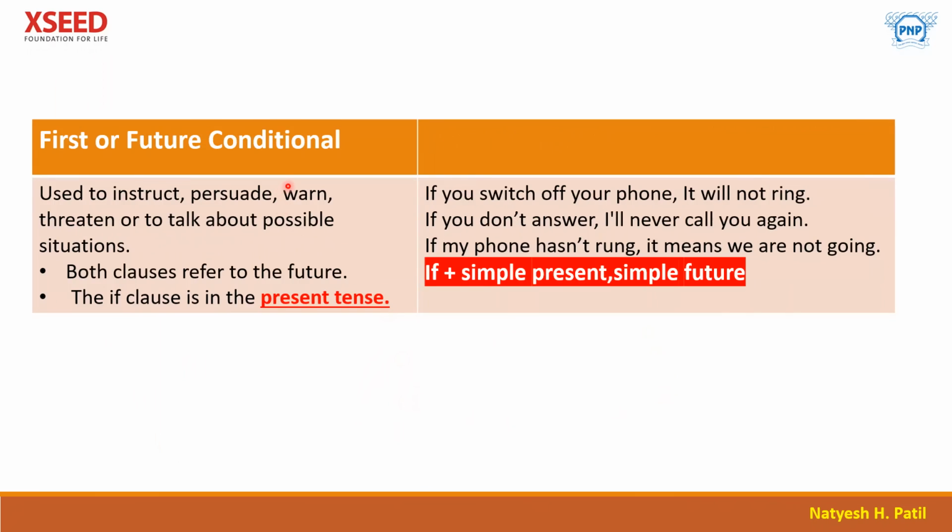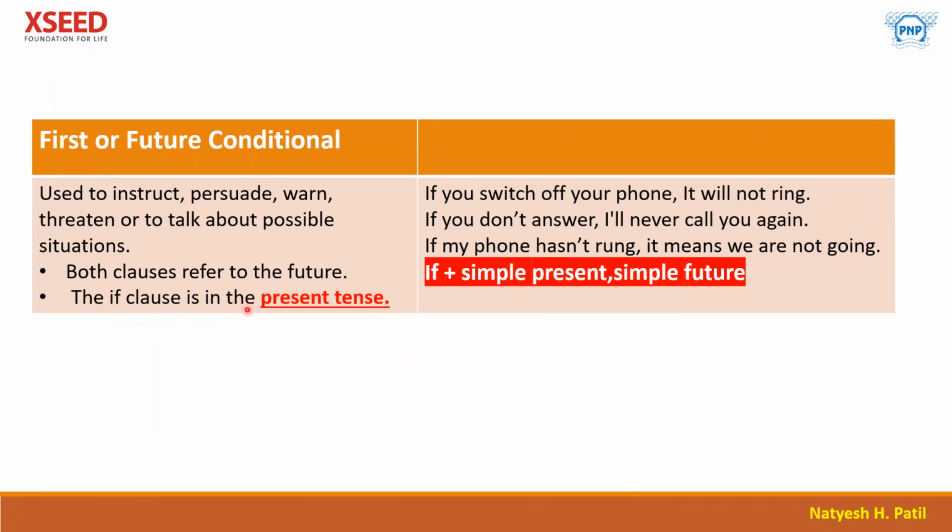Second, the first or future conditional, we use to instruct, persuade, warn, threaten. Persuade means to make somebody change his decision or his thinking. Warn, we know that, warning. Threaten means to make somebody afraid of something or someone, and to talk about possible situations. Here both clauses refer to the future, that's why future conditional has been given.